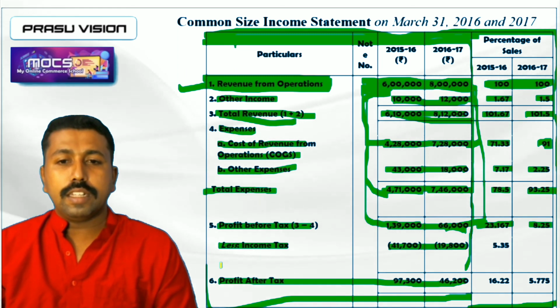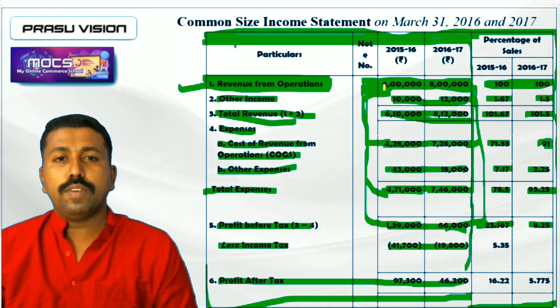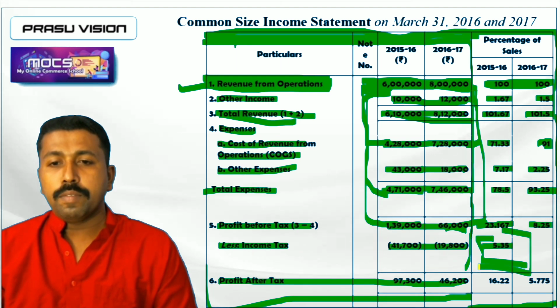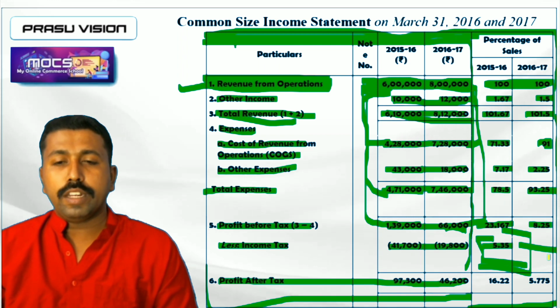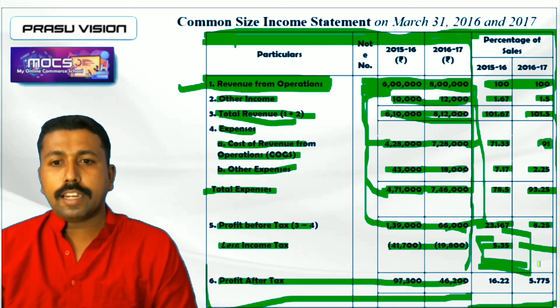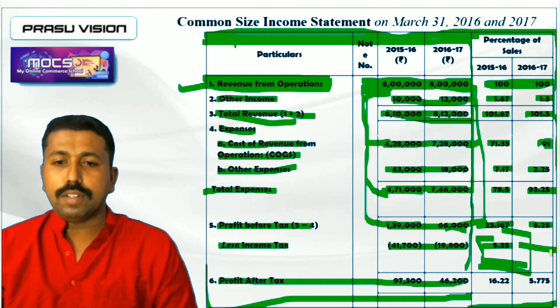And we are calculating the income tax percentage also. 41,700 divided by 6 lakh into 100. Here we have to calculate it as a negative figure, so you have to put it in brackets. I think I just missed that item. Please find out that value like this, 19,800 divided by 8 lakh into 100. So here you will get the percentage of income tax for the year 2016-17.